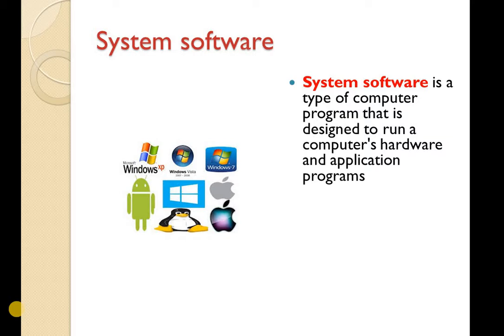So let's begin with the system software. The system software is a type of computer program that is designed to run a computer's hardware and application programs. I will say it one more time. The system software is a type of computer program that is designed to run a computer's hardware. I remember in our last term we looked at computer hardware. We said that they are the physical parts of the computer. So this physical part of the computer is run by the system software.